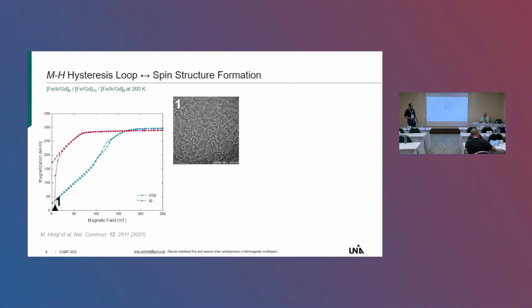Now let's see how our hysteresis loop is connected to the spin structure formation. The first thing we see here in the hysteresis loop is that the in-plane loop saturates faster than the out-of-plane loop, which is expected, as we said, that our shape anisotropy, which lies for a thin film in plane, should be greater than our uniaxial anisotropy.